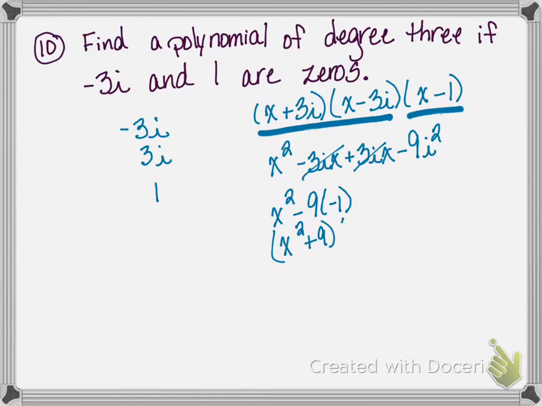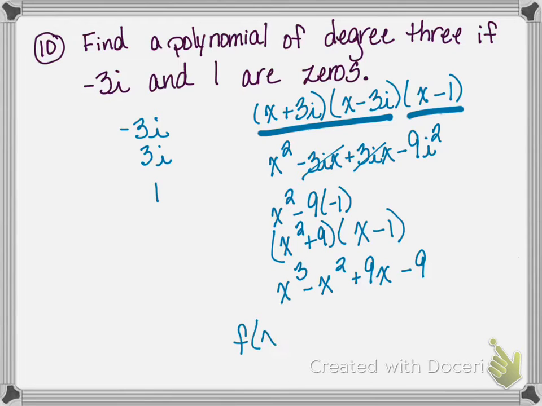Now I can do x squared plus 9 and x minus 1. Okay? x squared times x is x to the third. x squared times negative 1 is minus x squared. 9 times x is 9x. 9 times negative 1 is negative 9. Okay, so my final answer to this is f of x equals x to the third minus x squared plus 9x minus 9. Okay.